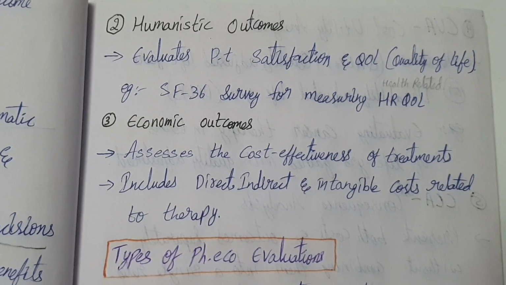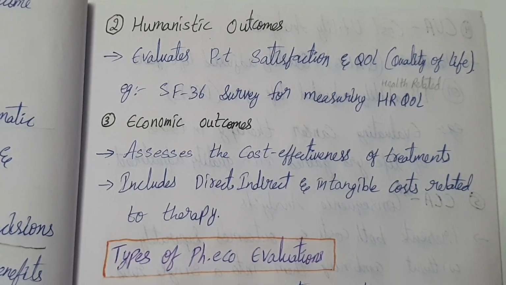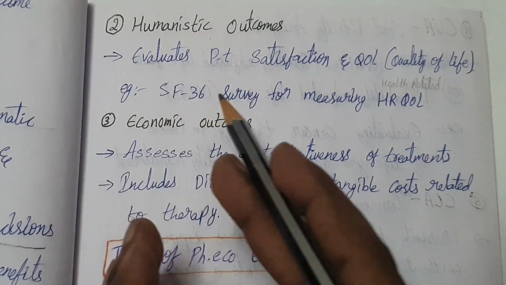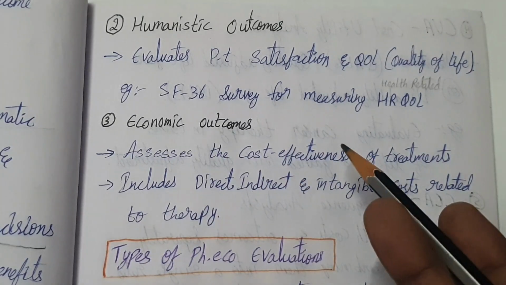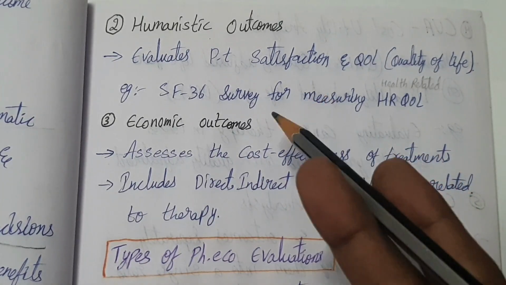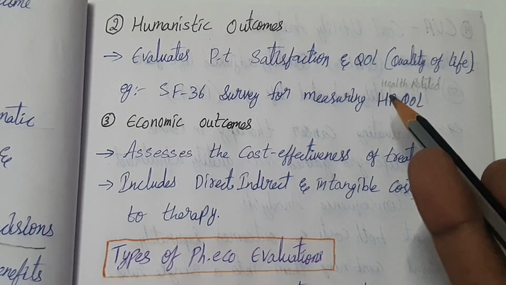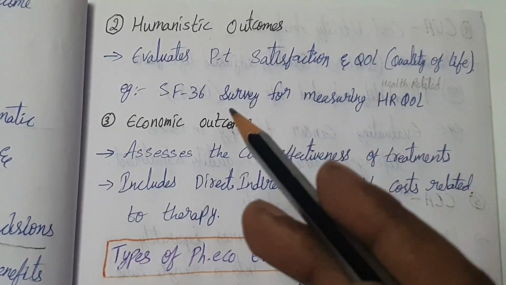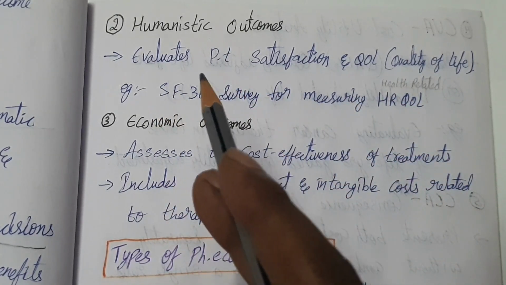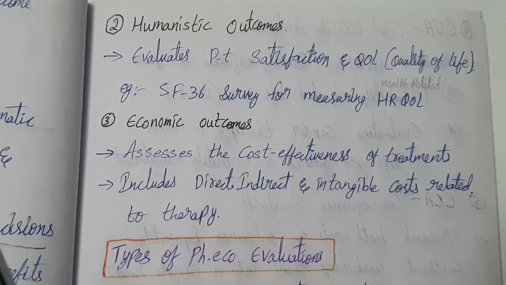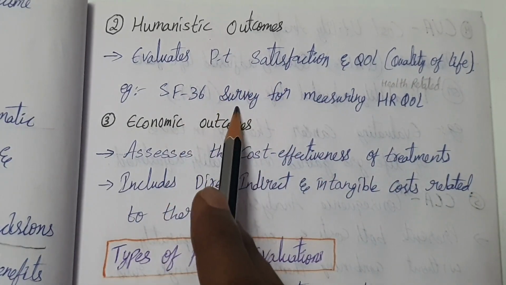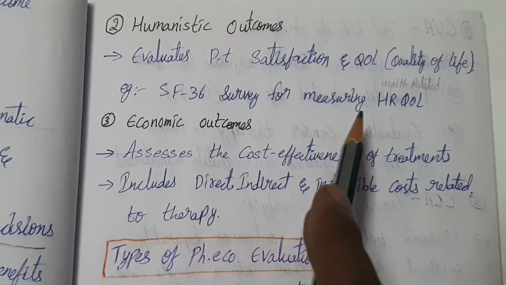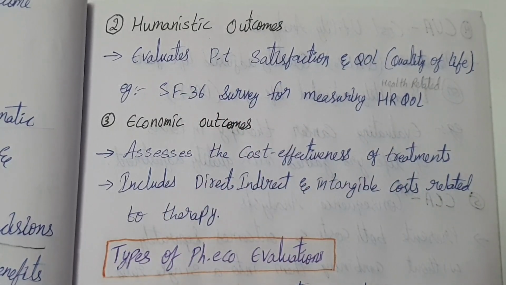The second one is humanistic outcomes. It measures or evaluates how patients feel about the treatment, whether they are satisfied or not, and the quality of life is included in humanistic outcomes. Tools like the SF-36 survey are used to assess health-related quality of life.